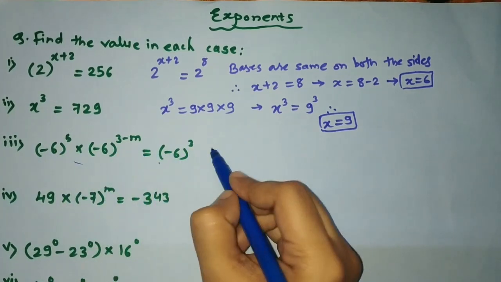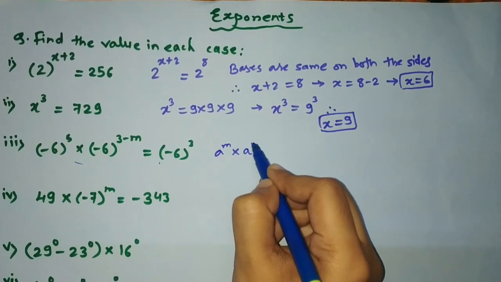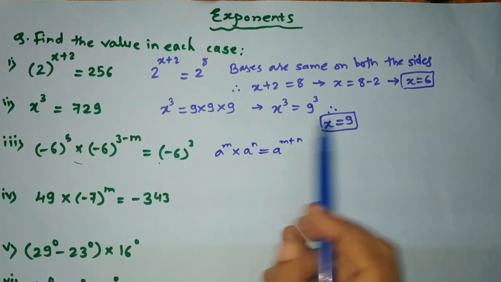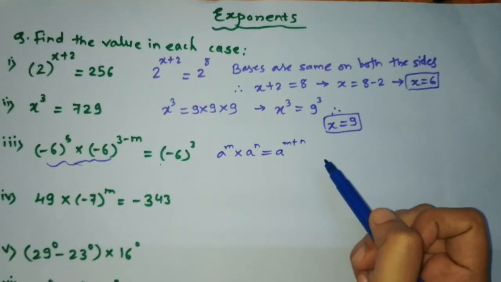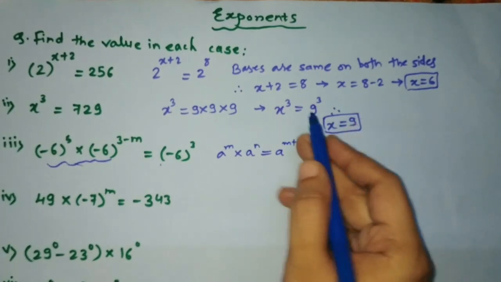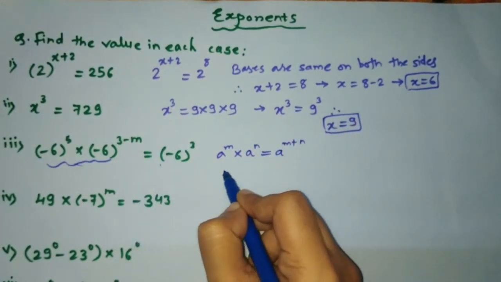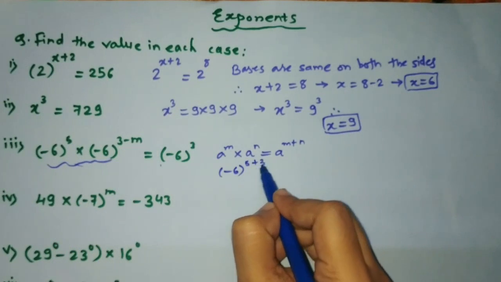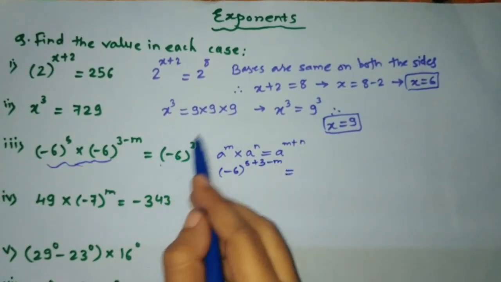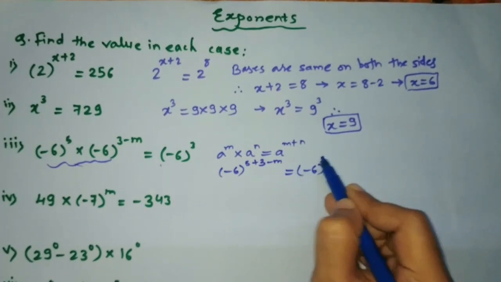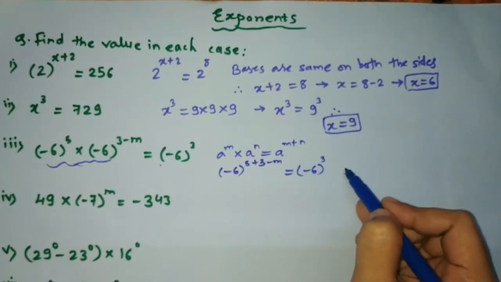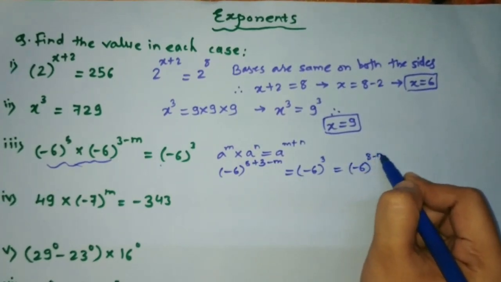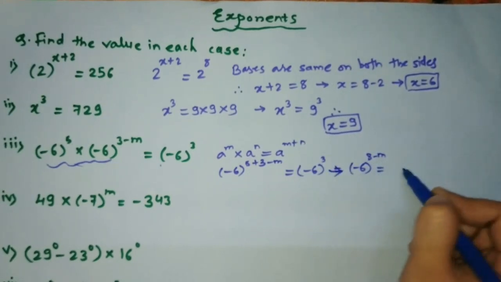Now I can use this law: a to the power m into a to the power n is equal to a to the power m plus n. When the bases are the same, you can add the powers. So on this side I will write minus 6 to the power of 5 plus 3 minus m, which is equal to minus 6 cube. Doing the addition, we write minus 6 to the power 8 minus m, which is nothing but minus 6 cube.